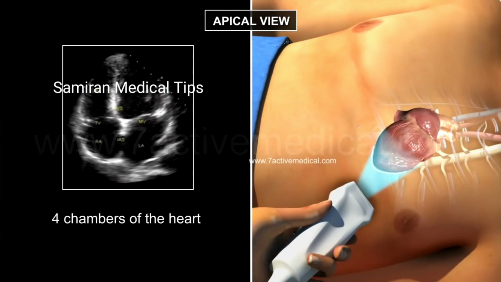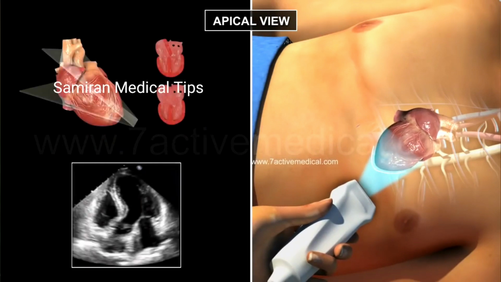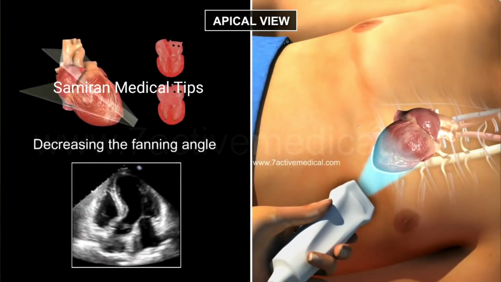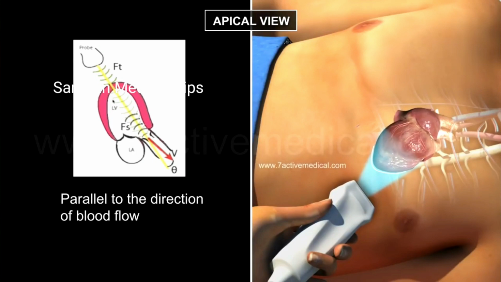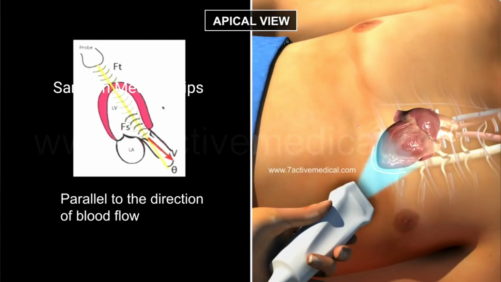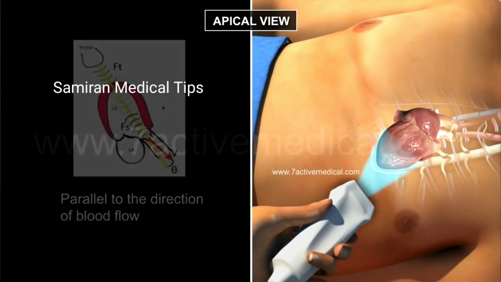Initially, all four chambers of the heart will be visible, but by decreasing the fanning angle, even the left ventricular outflow tract becomes visible. The apical view is the best position to estimate hemodynamics, as in this position, the ultrasound beam is parallel to the direction of blood flow, thereby allowing the Doppler shift to be visualized clearly.